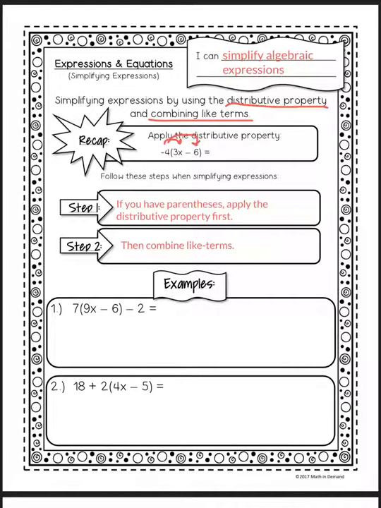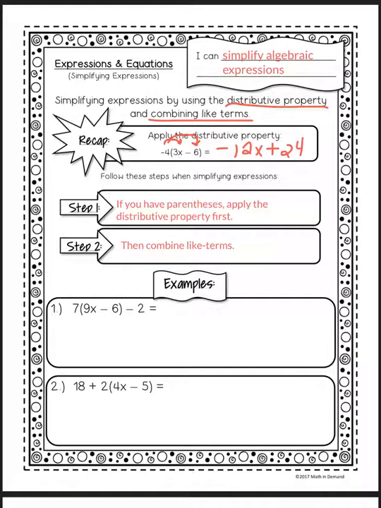So I start with negative 4 times positive 3, which is negative 12x. Then I multiply negative 4 times negative 6, which I know is a positive. So right away I put a plus sign. And 4 times 6 is 24. And since 12x and 24 are not like terms, that is it. I am done, and that's simplified.